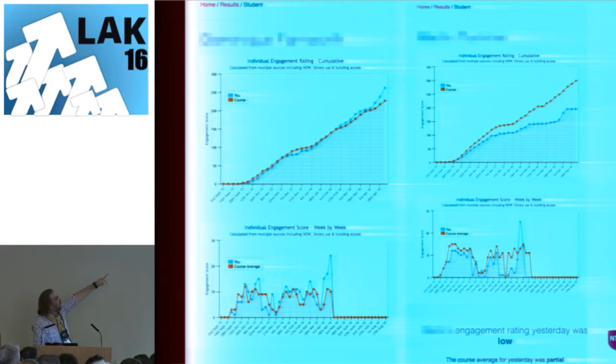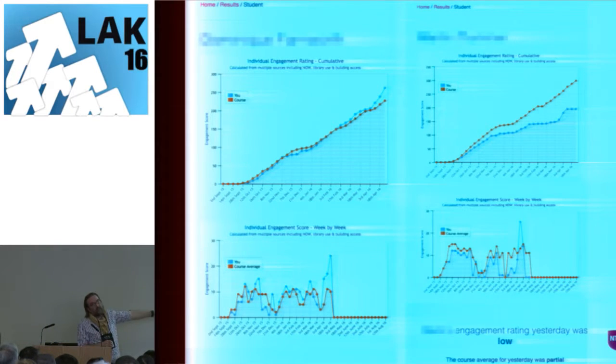And you can see the red line is the course average, and the blue line is this individual student. And I've picked an example of a student with high engagement. Now we like that cumulative graph because it gives you a nice picture overall of how students are engaging. But what we were very conscious of is that potentially if you've fallen behind, it might take quite a while to get back up to that average.